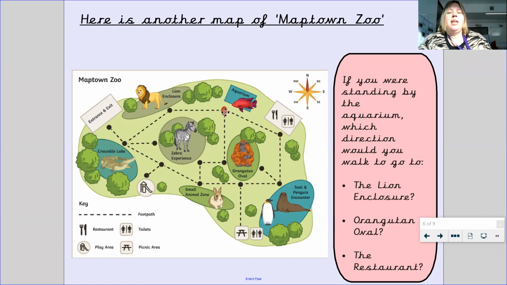Finally, I'm still here and I need to get to the restaurant. The restaurant is here because the key in the map tells me that the knife and fork represents the restaurant. So I'm travelling in this direction. If I use my compass to help me, I know that I am travelling in a southeast direction.